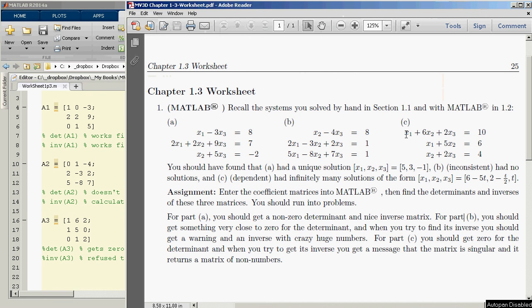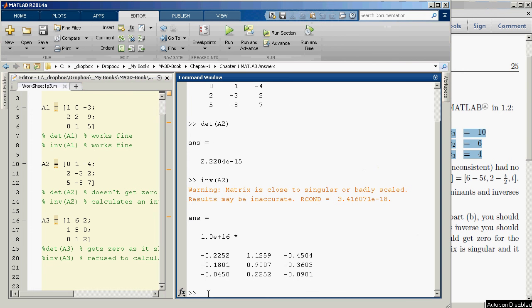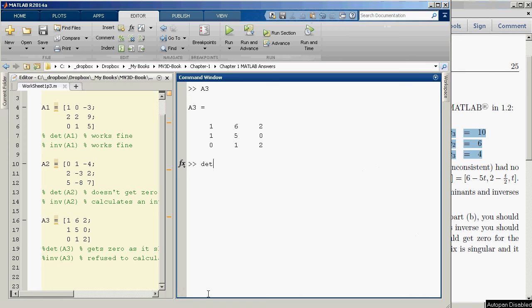If we look at our third system, this had infinitely many solutions. We take the coefficient matrix, which would be 1, 6, 2, 1, 0, 5, and 0, 1, 2, and put that into MATLAB, which I did earlier. So A3. If I look at the determinant, and if you calculate the determinant of this matrix by hand, you get 0. We saw that MATLAB won't always get that exactly, but in this case, it does. The determinant is 0. So that's good. MATLAB spotted it.